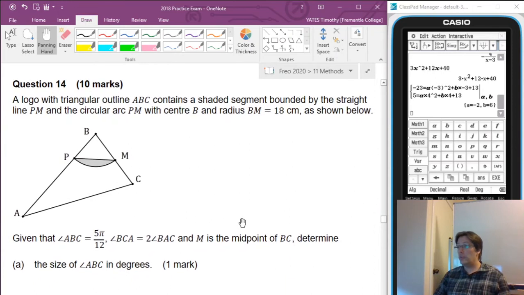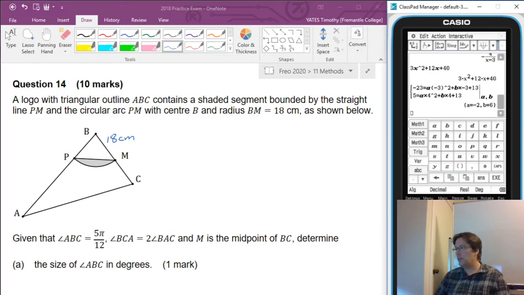So a logo with a triangular outline contains a shaded segment. We've got that line there and then a circular arc. Let's label up the things we know. Radius BM equals 18 centimeters. Angle ABC is 5 pi on 12.